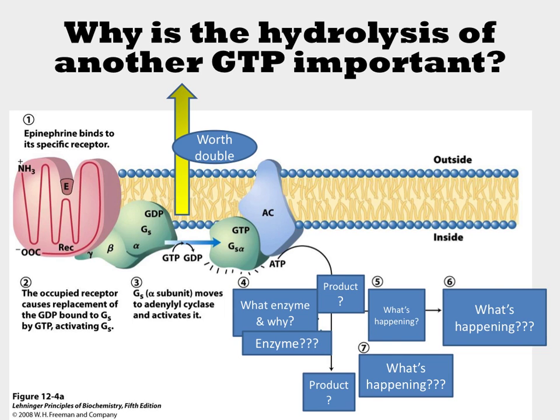We have the site right here that says whether it's active or inactive. Whenever it's GDP before the epinephrine binds, it's inactive. When epinephrine binds, it causes some type of conformational change. It allows a GTP to be there, and therefore it's active. However, in order for this to move, it requires an energy source, so there's a hydrolysis that goes on.